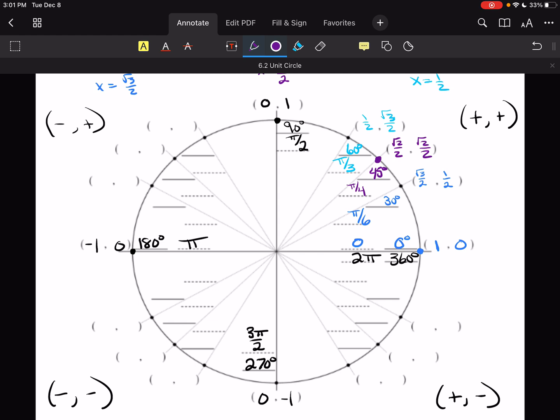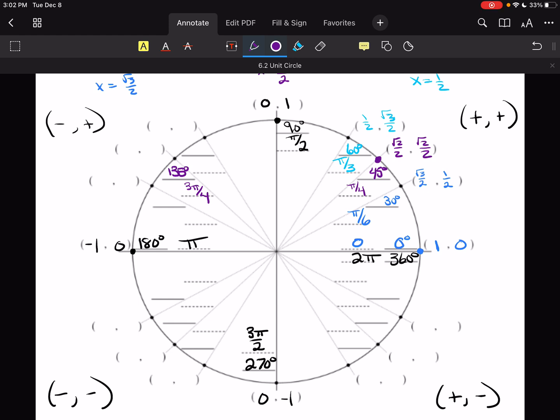So if I add a 45, that puts me at 90. I already have that taken care of. Add another 45, and that puts me at 135. And if I think about adding pi over 4s, pi over 4 plus pi over 4 would be 2 pi over 4, which would be pi over 2. Add another pi over 4 would give me 3 pi over 4.